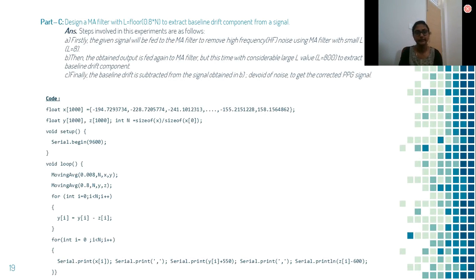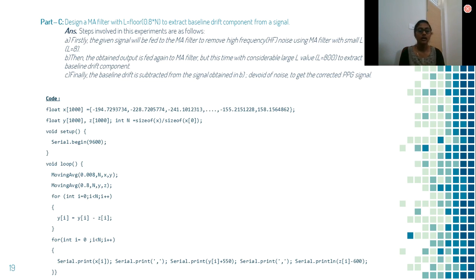Let's go to another part, which is to design a moving average filter with L equal to floor of 0.8 times n to extract the baseline drift component of the signal. So now we'll be thinking, what is the baseline drift component? Generally our signal will be at 0, but due to baseline drift, suppose you consider a curve, your signal will be mounted upon this curve, and this is called the baseline drift. That is, your signal will be like this instead of being flat.